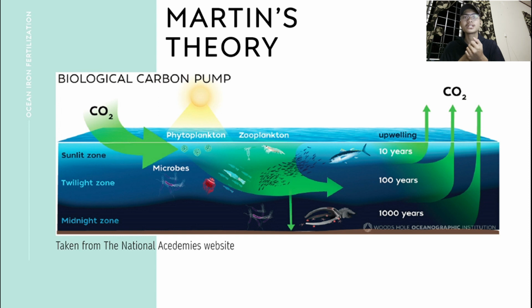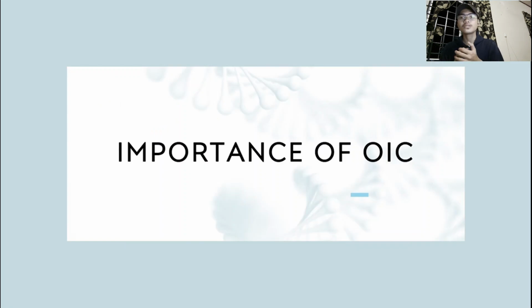Research has found that the carbon stored in phytoplankton can be released after 100 years. So it actually helps in carbon sequestration of the ocean. Okay, next we want to know about the importance of OIF, ocean iron fertilization.